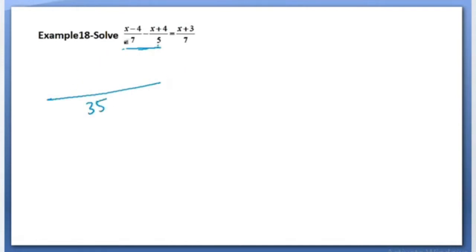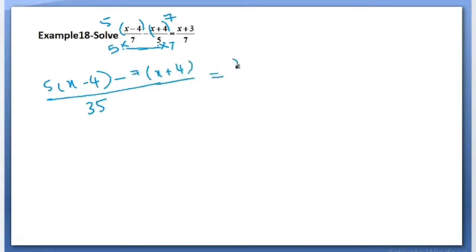Again you should convert the unlike fractions to like fractions, so we need to multiply with 5. So (x minus 4) we should multiply with 5. Then you will get 5 times (x minus 4) minus, and here we have already 5, so convert the 5 to 35. We need to multiply 5 with 7, so 5 times 7 is 35. Therefore (x plus 4) also multiplies with 7. Then you will get 7 times (x plus 4). It is the left side expression, and on the right side we have (x plus 3)/7.